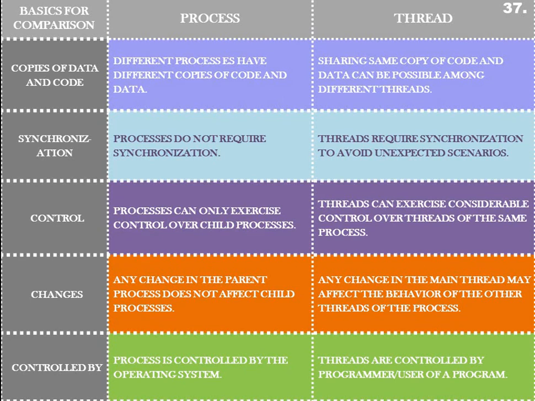Likewise, another difference is that different processes have different copies of code and data, their binary code and their data. Different processes have different copies, as each process is working on a different section of the data, or each process is like an independent instruction. While sharing some copy of code and data is possible among different threads, when it comes to threads, they can share the same copy of code and data among themselves.